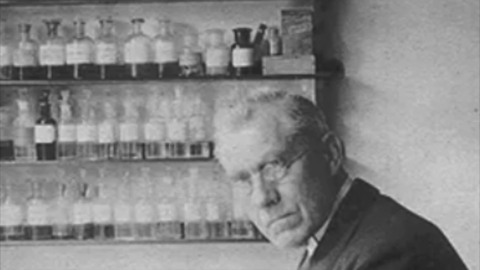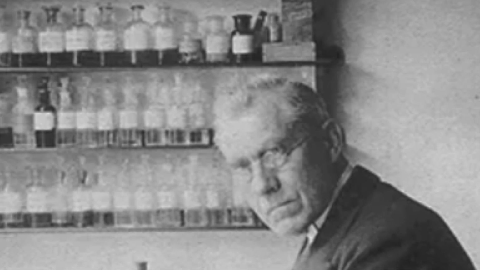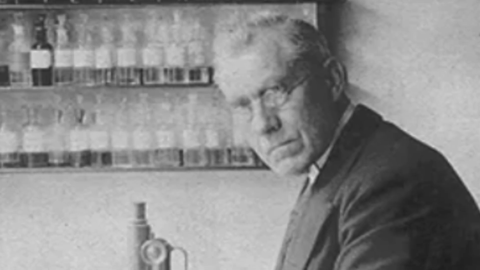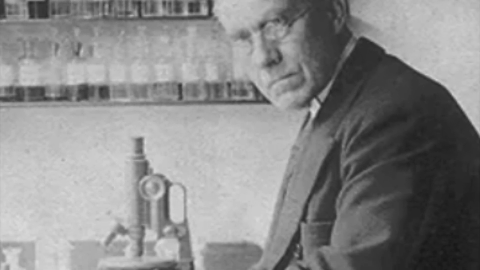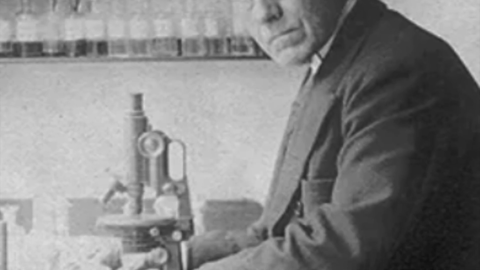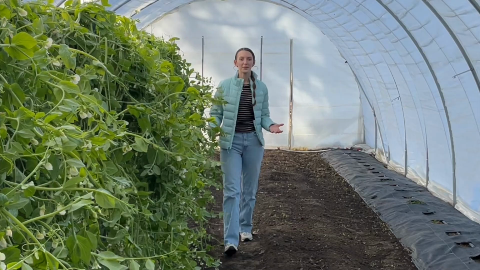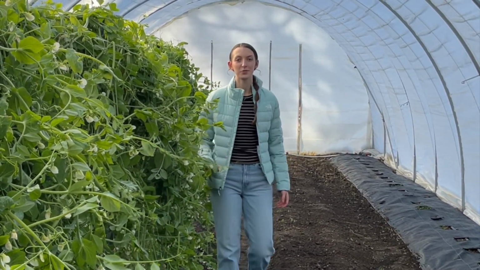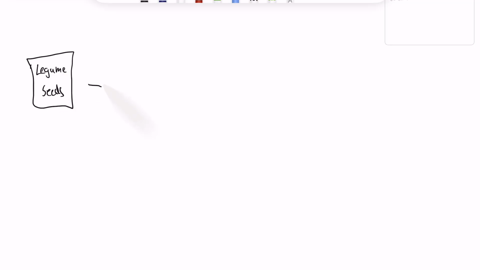In the early 1900s, Martinus Beijerinck, a Dutch microbiologist, discovered that legumes are the only type of plants that have a symbiotic relationship with rhizobium bacteria in the soil, allowing them to transform atmospheric nitrogen into a usable form, ammonia, NH3. This is why on my family's farm, we plant legumes before other crops to increase nitrogen levels in the soil. So how exactly does nitrogen fixation happen?